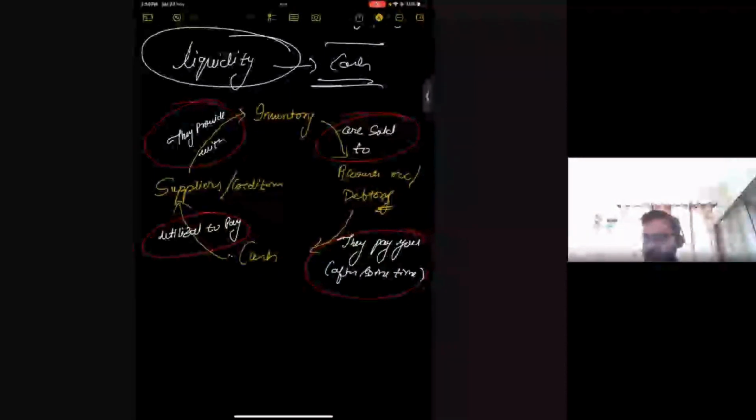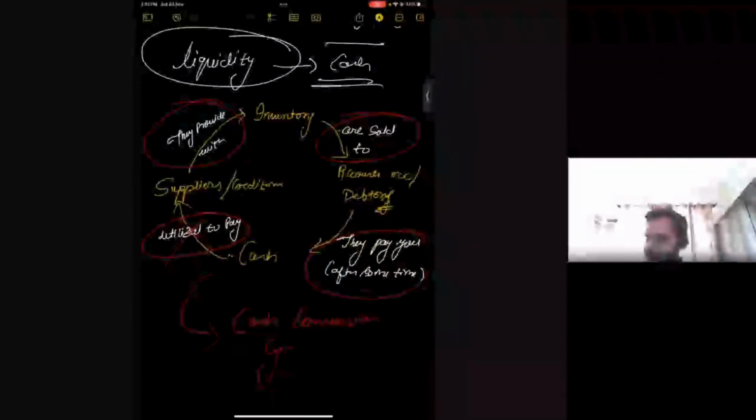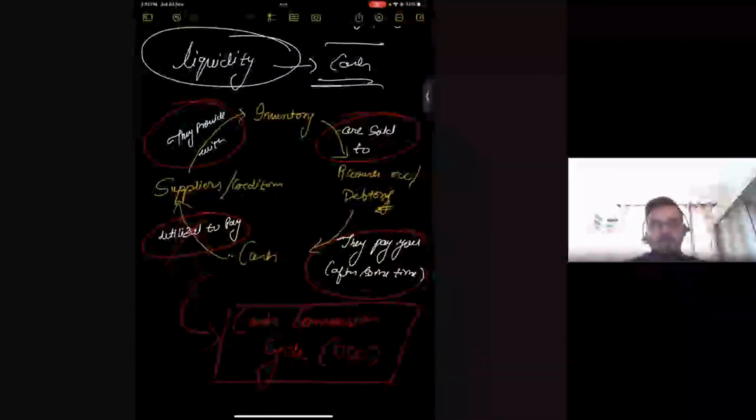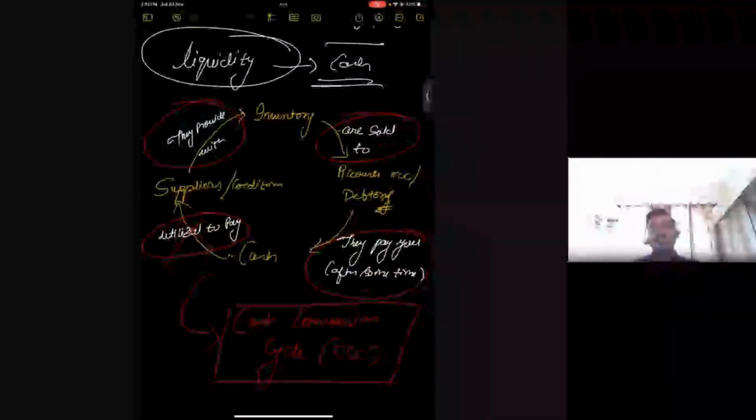If I cross out anything, if I say that I'm not able to pay cash to the suppliers, I won't be able to get credit, I won't be able to make sales, and I won't be able to recover from them. So my entire cash conversion, and this is called your cash conversion cycle, CCC, is what you may sometimes see in your questions as well. So it is called CCC, or cash conversion cycle, and every leg of this is extremely important. Anything going haywire can of course jeopardize the entire structure.